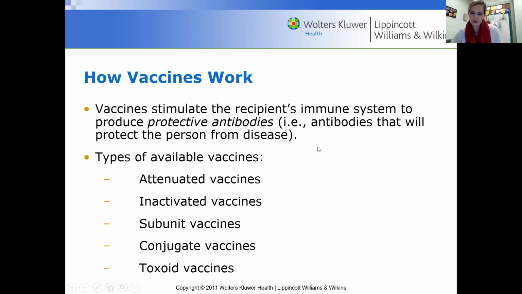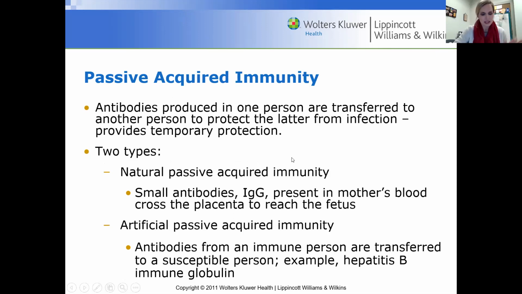Okay, there's your different vaccines. So let's take a look a little bit more into passive acquired immunity. Passive means that we have to be passed on the antibodies. We ourselves cannot create the antibodies for some reason or another, so they're passed on to us. Remember, this is going to provide only temporary protection. There are two types. We have natural passive, which occurs naturally. It's something that's normal, but the antibodies are being passed on.